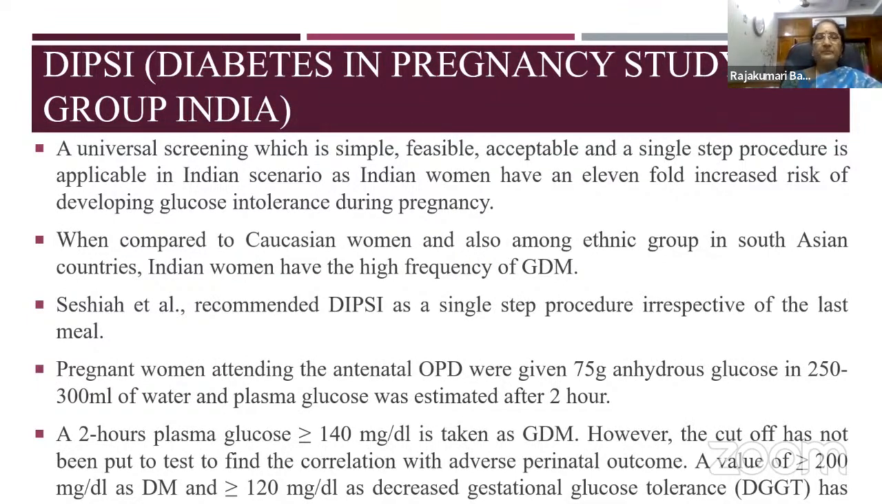According to DIPSI, it is a universal screening, which is a simple, feasible, acceptable single-step procedure. Seshiah et al. recommended a single-step procedure irrespective of the last meal. Pregnant women attending antenatal OPD were given 75 grams anhydrous glucose in 250 to 300 ml of water, which should be consumed within 10 minutes. And plasma glucose was estimated after 2 hours.